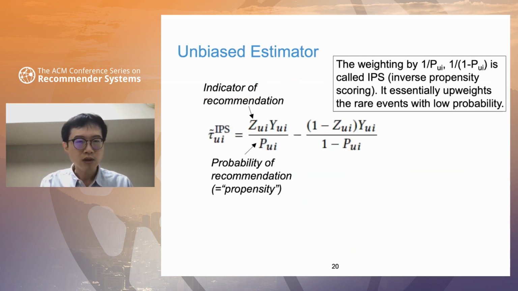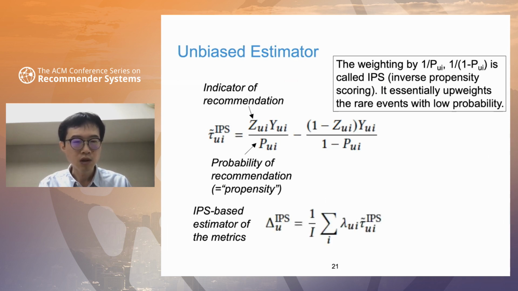We first construct an unbiased estimate of causal effect. Here, Z_ui is an indicator of recommendation, and P_ui is probability of recommendation, also called propensity. This estimation method is called IPS. It essentially upweights the rare events with low probability. With this estimate, we construct an IPS-based estimator of the ranking metrics.